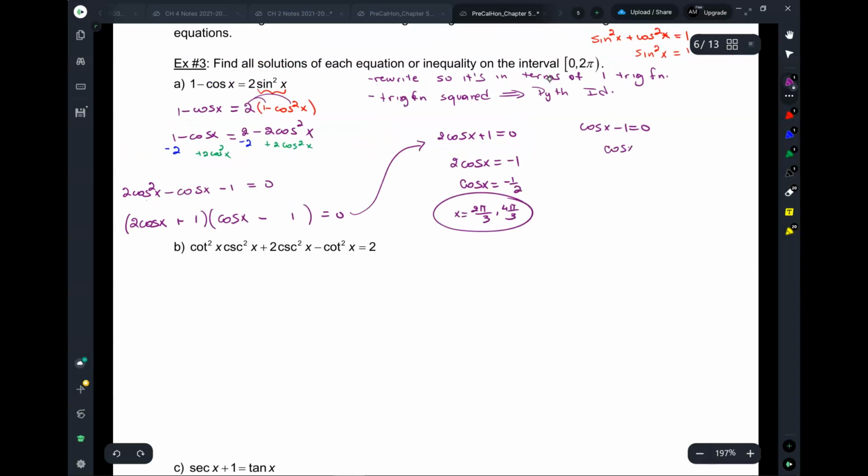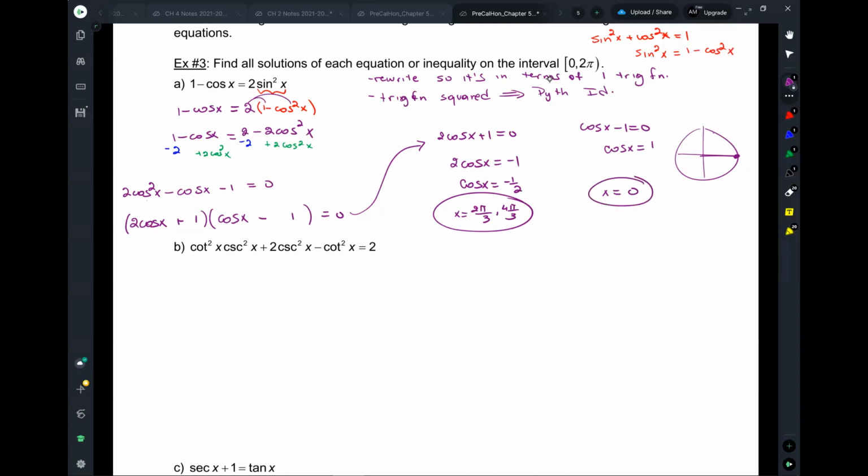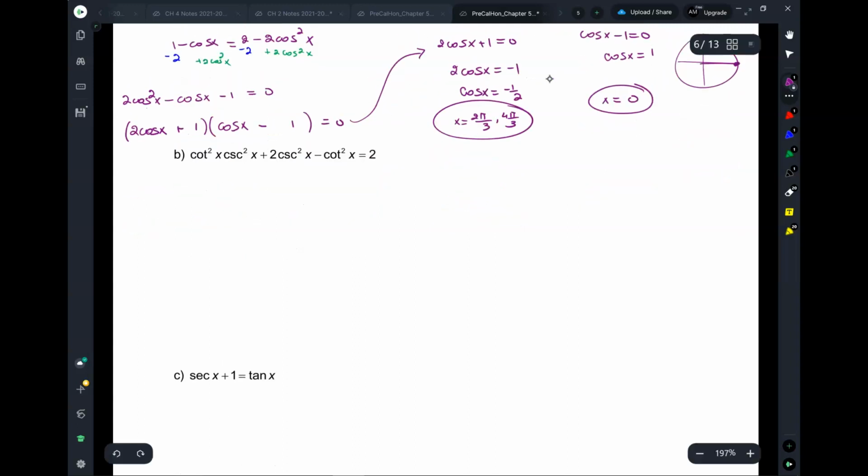Here, cosine x equals 1. Cosine is the x-axis. So on the unit circle, right, where is x equal to 1? Here. And that's it. So x equals 0. So those are the 3 answers. Okay? All right. Let's do another one.